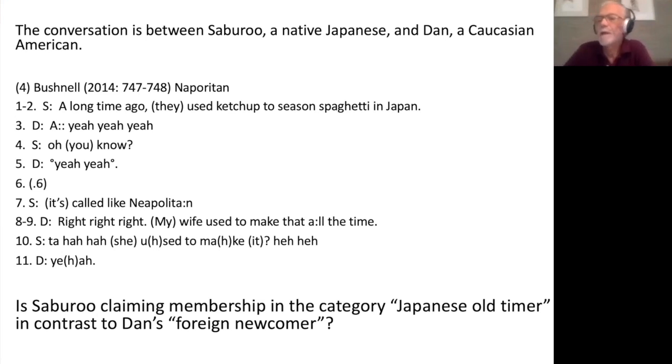Now, Bushnell's analysis, to be sure, seems perfectly reasonable. Saburo is, after all, a native Japanese, and Dan is an American. So surely we can assume that Saburo is speaking as a native of the culture to a non-native.